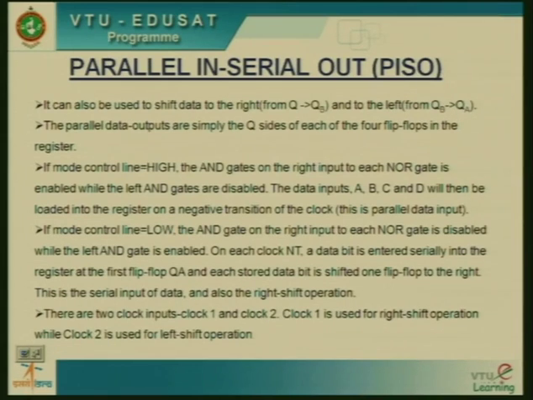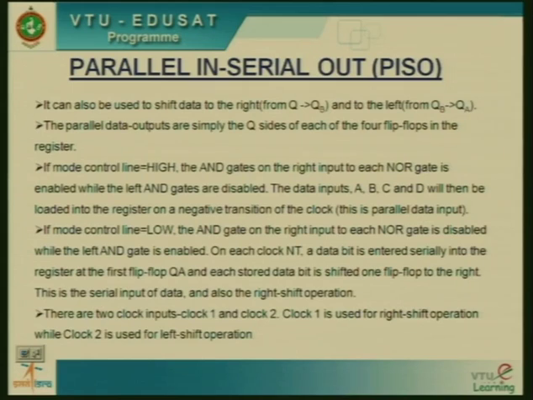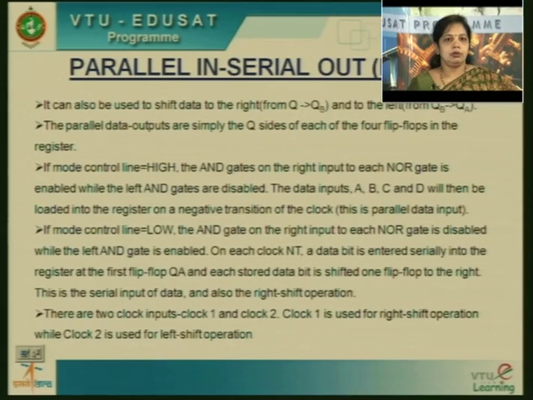So if the mode control is 0, the AND gate on the right side of the NOR gate is disabled while the left AND is enabled. On the next clock transition, this data bit is entered serially into the register. At the first flip flop QA, you will get the output, and each stored bit is shifted one bit at a time towards the right. So this is nothing but serial input of the data in the write operation.